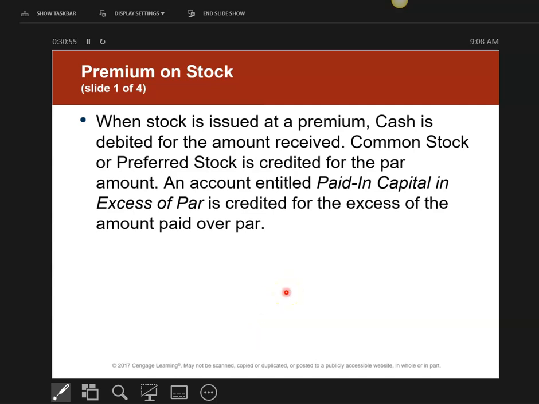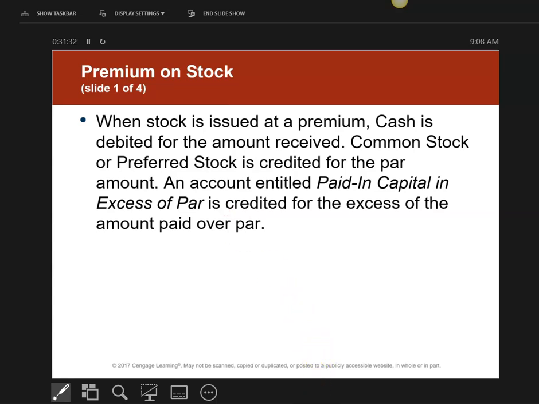Okay, so we're going to continue on what happens when I sell above par, because 99.9% of the times you are going to be selling above par. So I have a brand new account. The account is called paid in capital in excess of par. Remember that I said that any amounts over the par value, the preferred stock and the common stock accounts can only show the number of shares times the par value. Anything in excess of par will go into these new accounts.